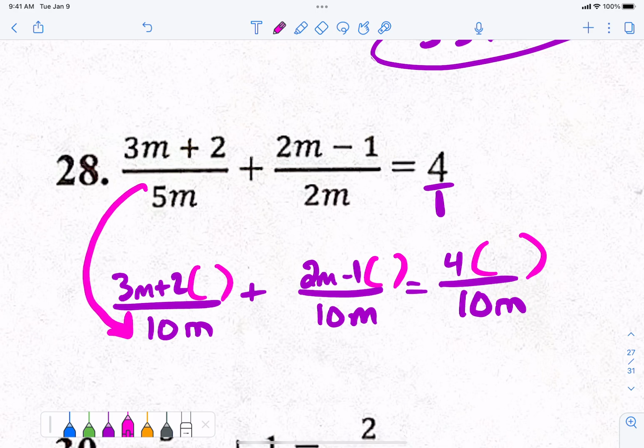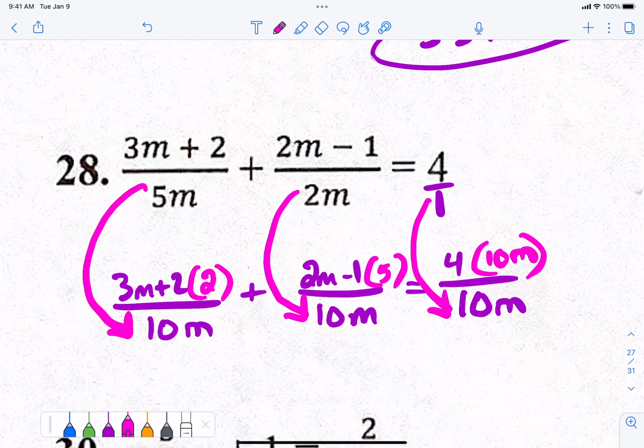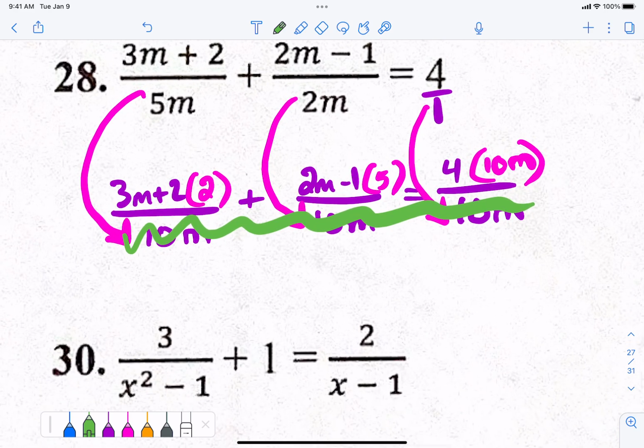5m to 10m, what does he need? 2. 2m to 10m, what does he need? 5. 1 to 10m, he needs the whole thing, right? 10m. All right, then what do we do? Cross the bottoms off. That's my favorite part. So satisfying because it makes it so much easier.